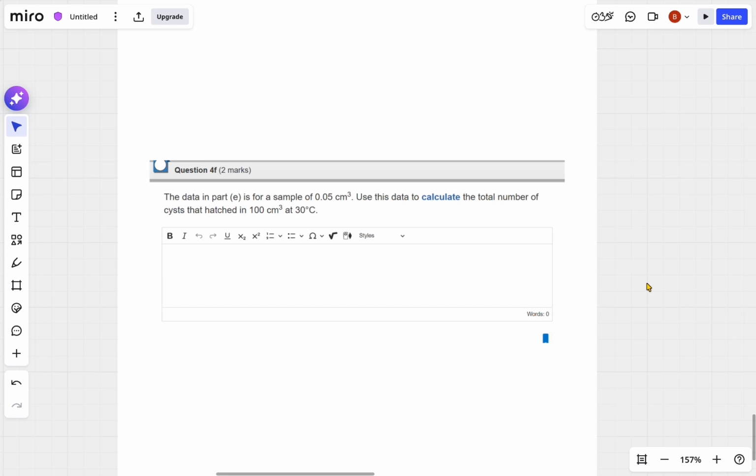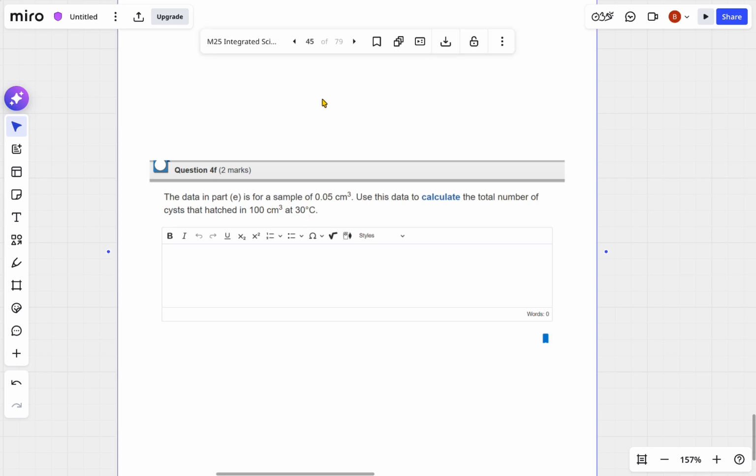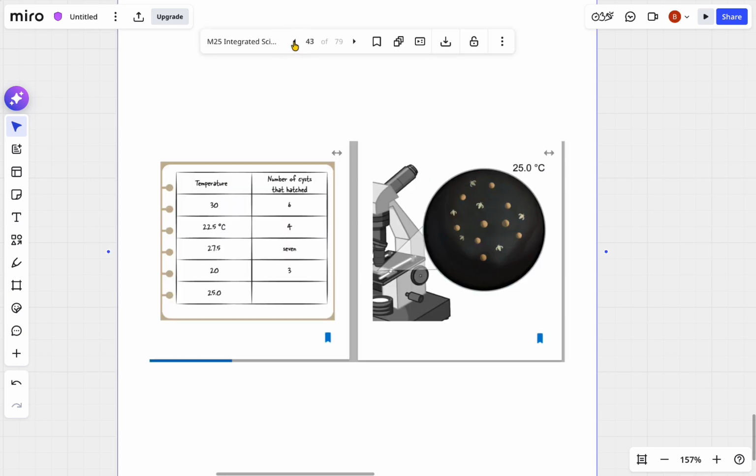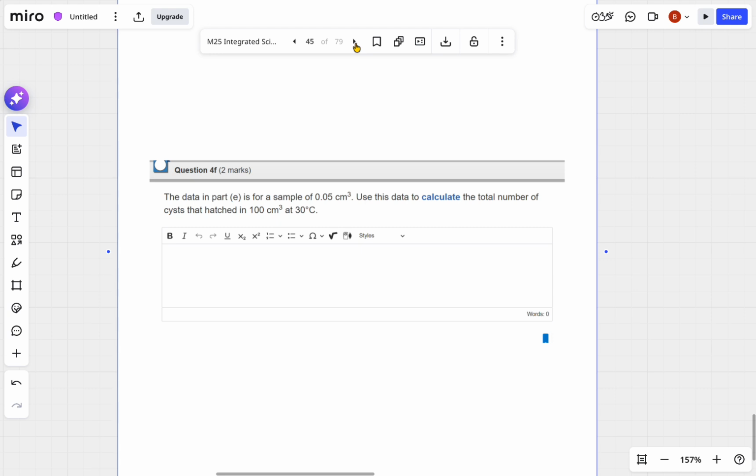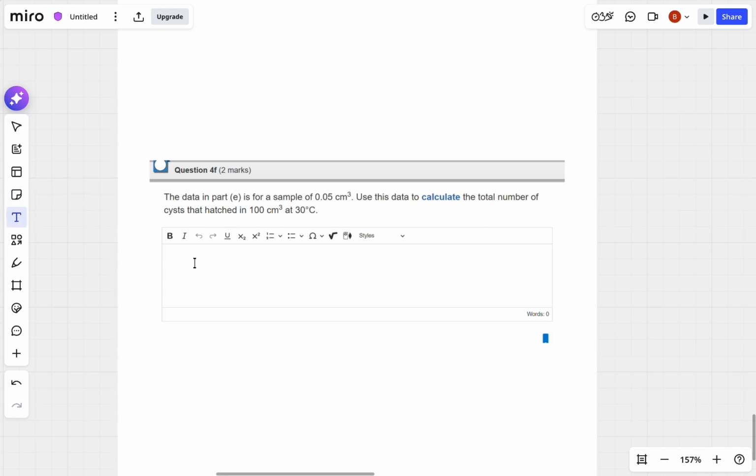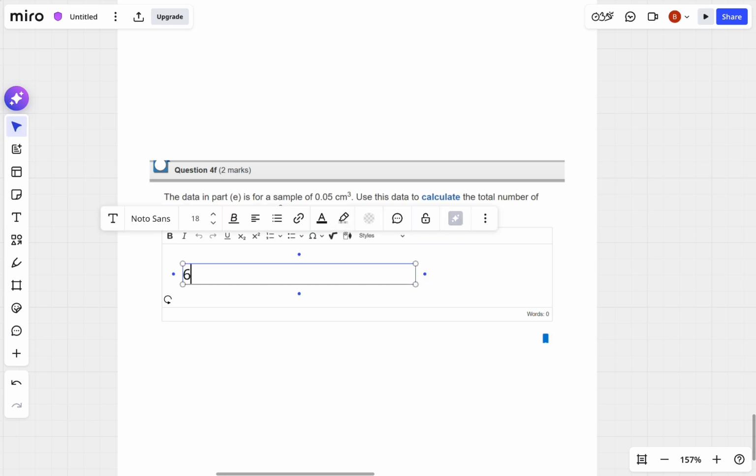So, we know that they're asking us the value at 30 degrees Celsius. If we just go back to the old questions and look, it's six cysts hatched at 30 degrees Celsius. So let's just move over here and think. We know that six cysts hatched, so we're just going to multiply that with 100. It's going to be 6 into 100.